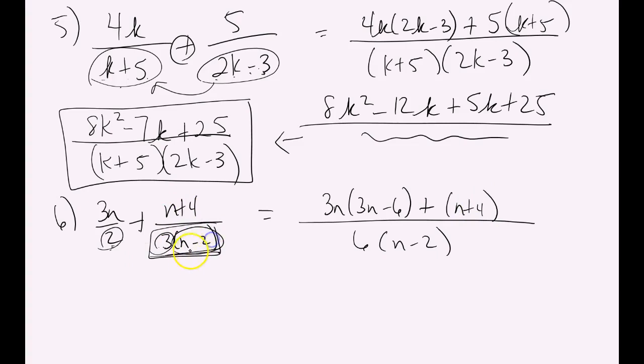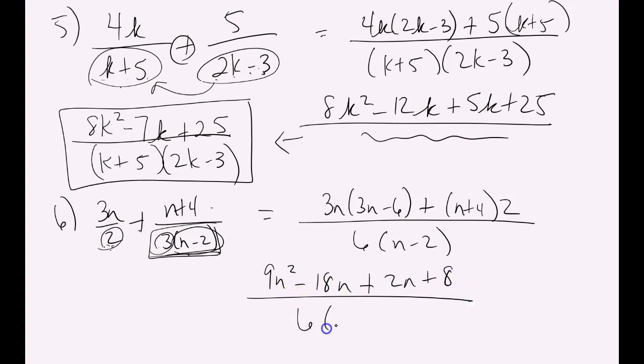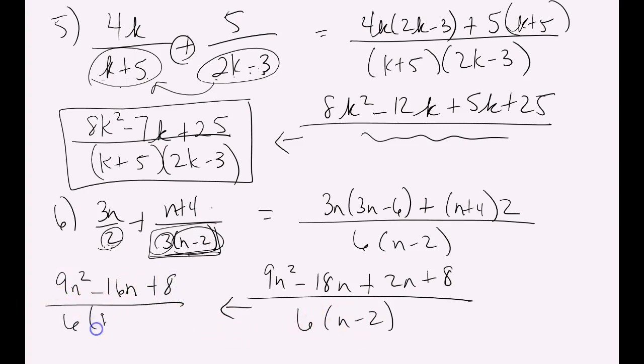Well, this denominator was only missing the 2, so I only have to multiply it by 2. Whatever was missing on the bottom, you've got to multiply to the top. Now distribute: 9n squared minus 18n plus 2n plus 8 over 6 times n minus 2. Final answer would be 9n squared minus 16n plus 8, all over 6 times n minus 2. Excellent. So that's how I would do my final answer there.